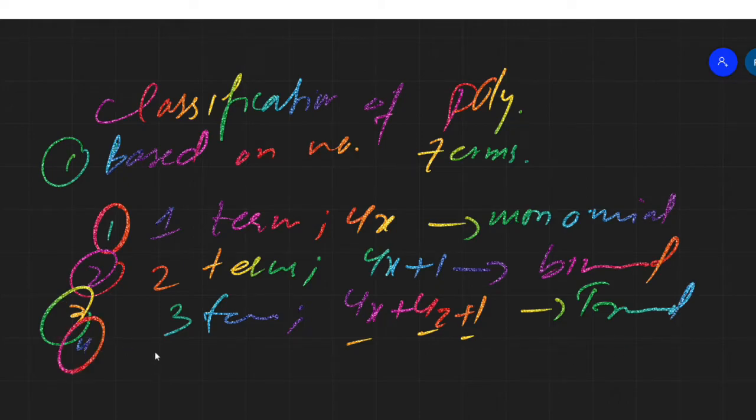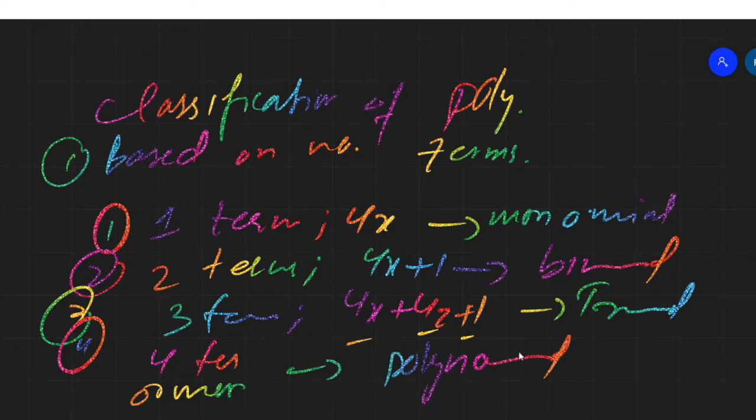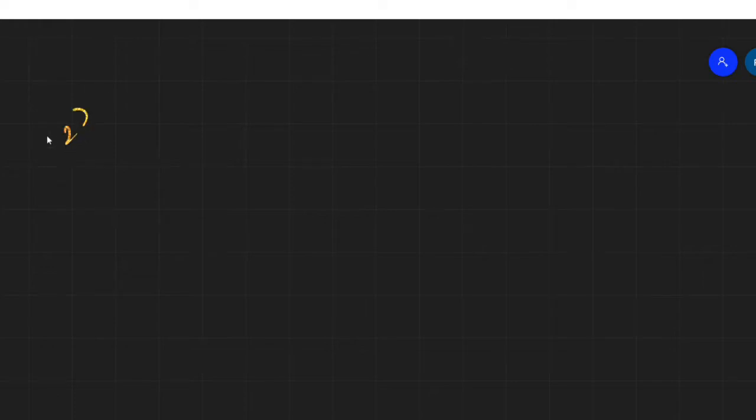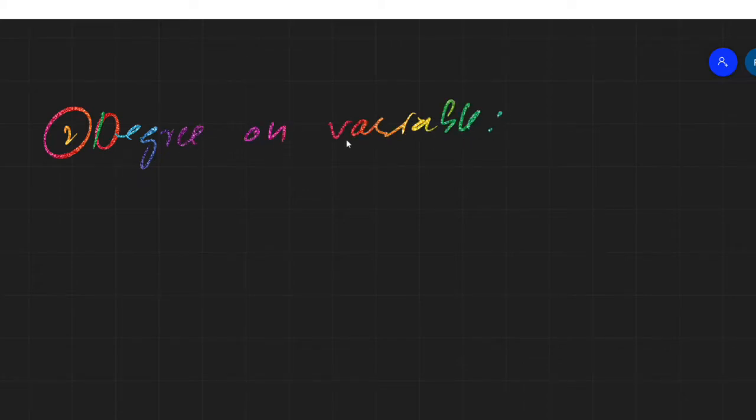Next, if we have 4 or more terms, we have a general name, that is polynomial. Whatever the number of terms after 3, 4, 5, 6, 7 or 8, any number of terms will be called a polynomial in general. Now the second classification is based on the degree of a variable. First of all you need to understand what degree is. Degree is nothing but the highest power.